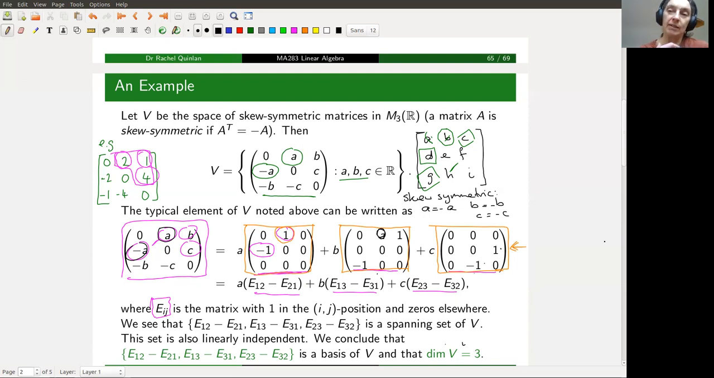So there are certainly plenty of different bases that one could write down and construct. This one is the one that presents itself kind of naturally, but there are other bases besides that one for the space of 3 by 3 skew symmetric matrices. So that's an example of a construction of a basis and the determination of the dimension by constructing a basis.